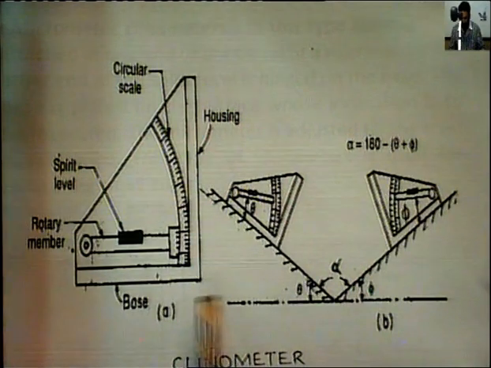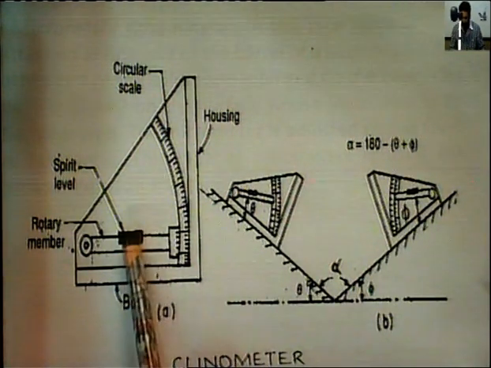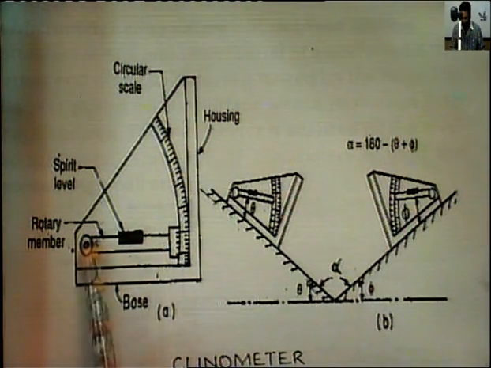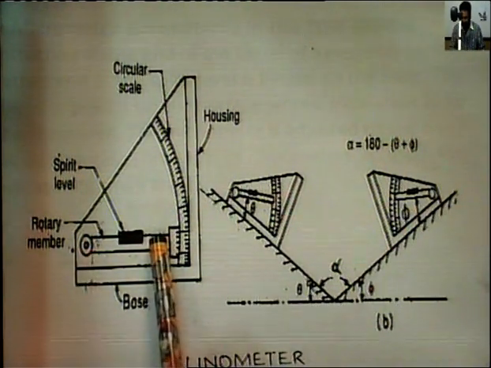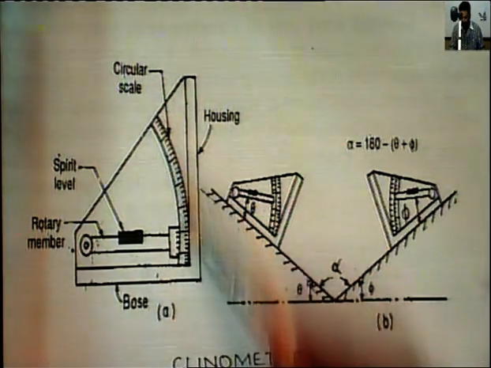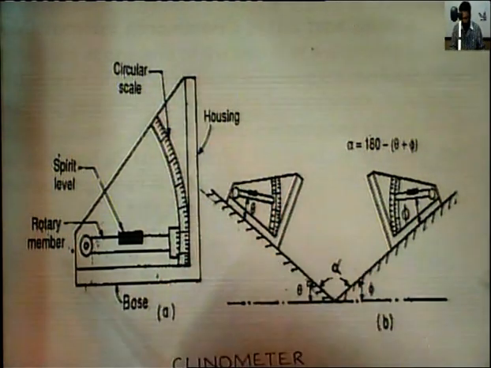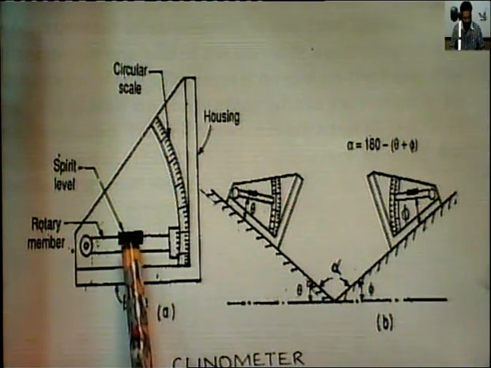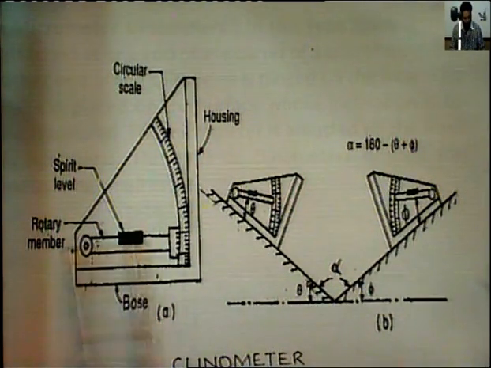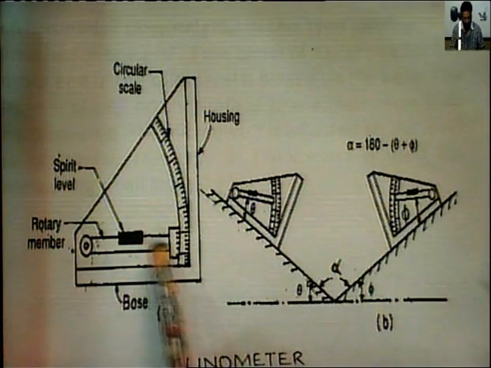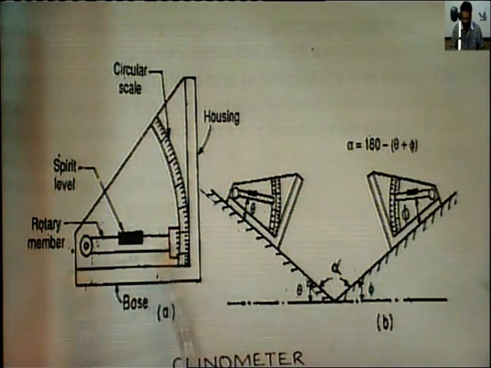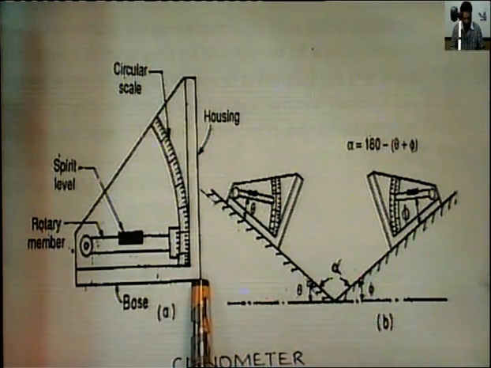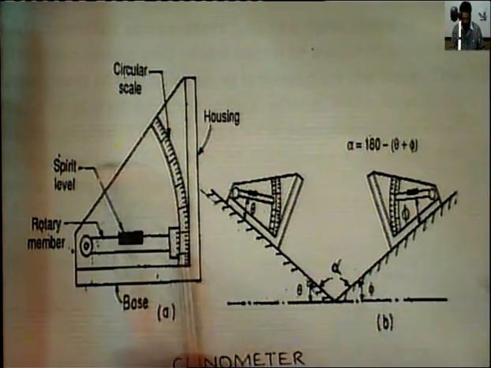So this is the vernier type of clinometer. This is the spirit level and this is the rotary member. The rotary member can rotate around this hinge, and this is the circular scale, and this is the housing of the clinometer. So this spirit level is mounted on the rotary member carried in this housing. One face of the housing forms the base of the instrument, and there is a circular scale also in the housing.